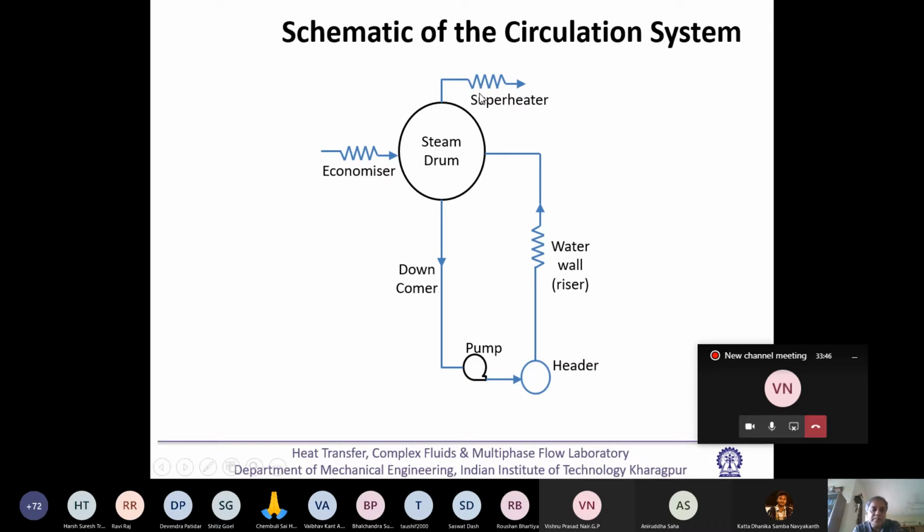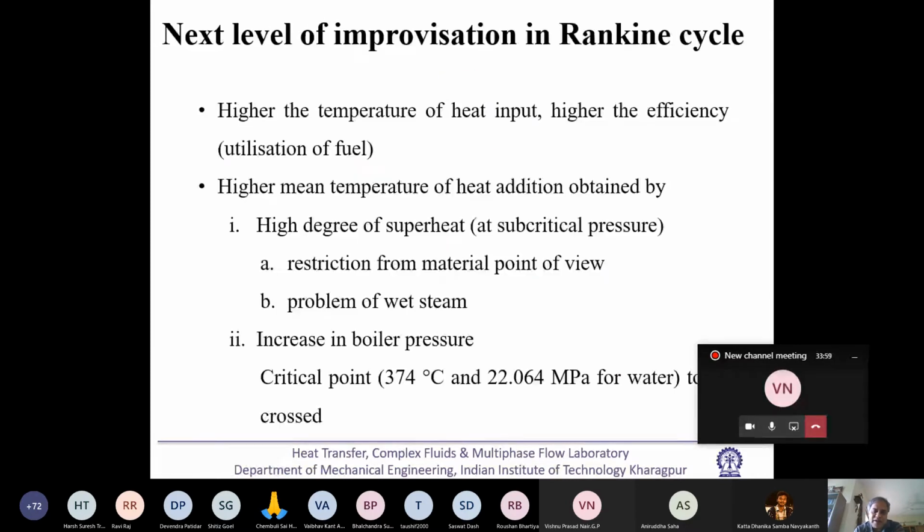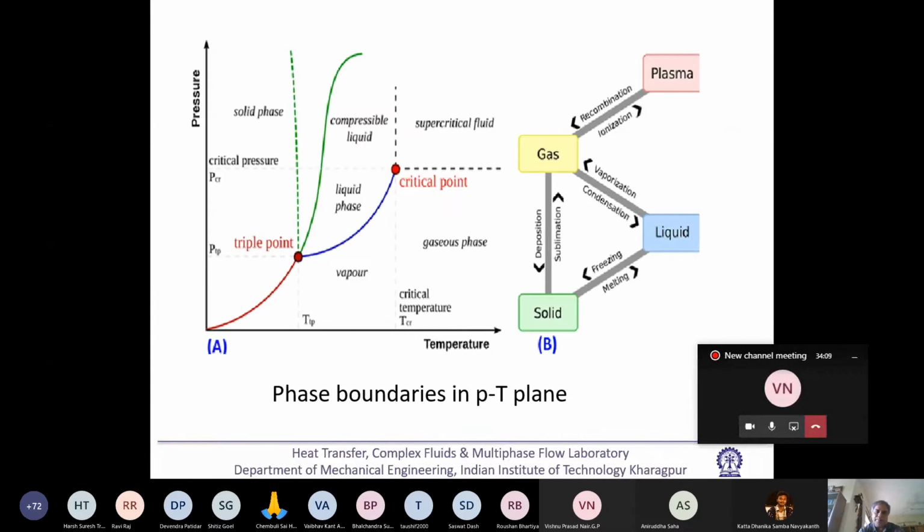So next level of improvisation of the Rankine cycle. Something I have told, that how we can increase the mean temperature, how we can increase the boiler pressure. These issues have already been discussed. I am not describing them.